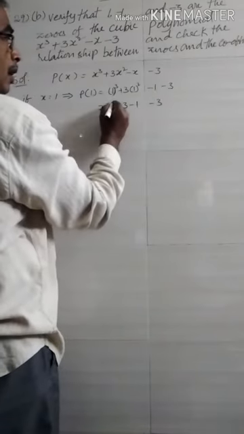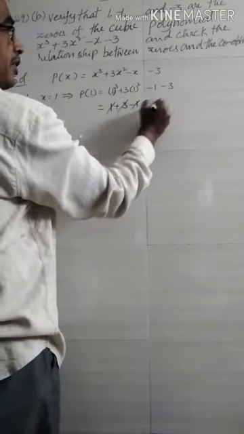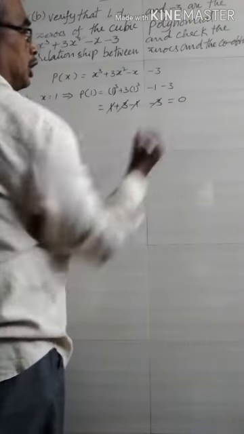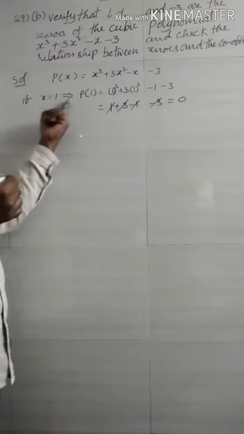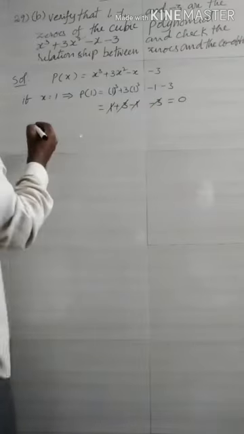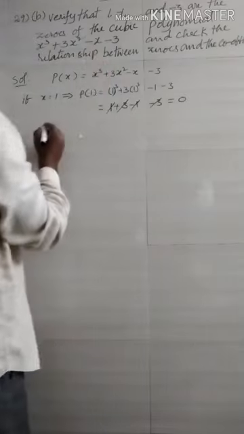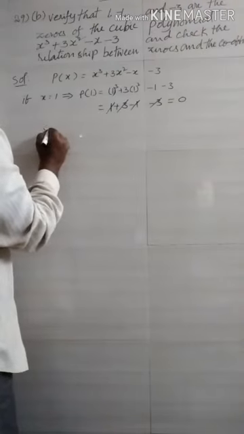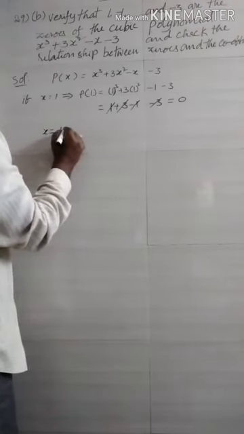Now look here, plus 1 minus 1 plus 3 minus 3 cancel. So what we get? 0. That means when we substitute x value is 1 in the given polynomial, we get 0. Now you may take, in the second instance, x is equal to minus 1.